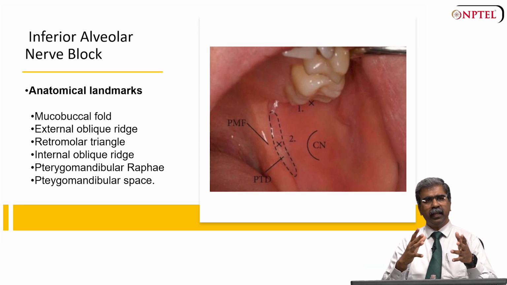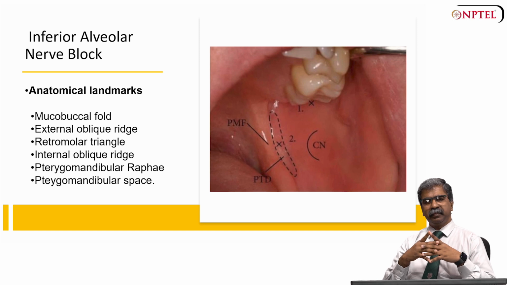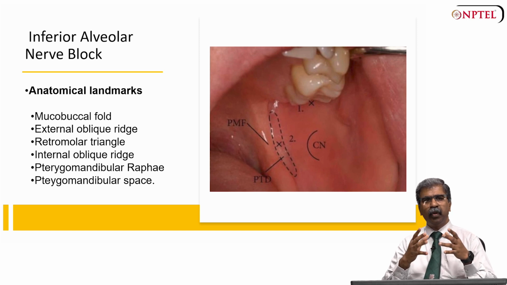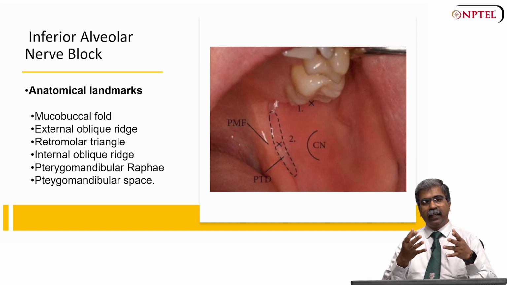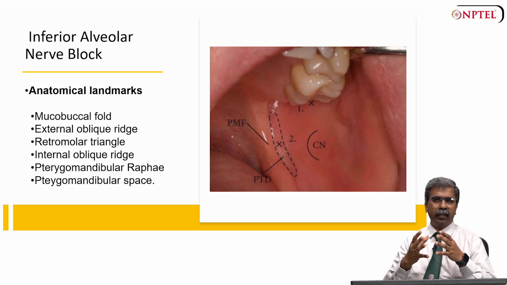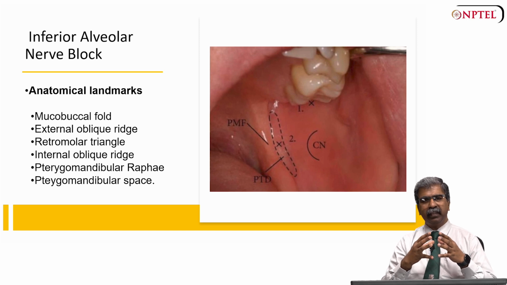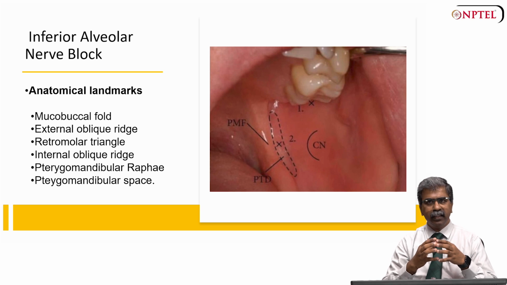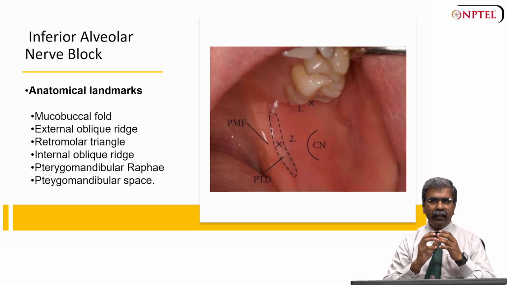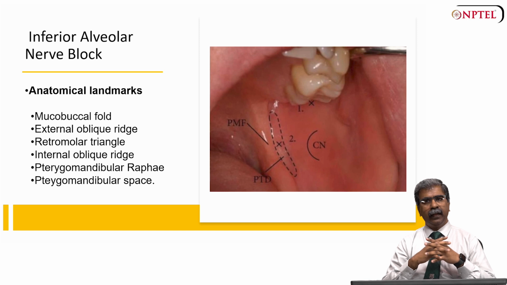And the anatomical landmarks will include the mucobuccal fold, the external oblique ridge, the retromolar triangle, the internal oblique ridge, the pterygomandibular raphe, and the pterygomandibular space. I'm not going into the detail of each and every anatomical landmark, but you should know the importance of each landmark. Why is the mucobuccal fold important? It is important for orienting the initial injection point and guiding the needle parallel to the occlusal plane.